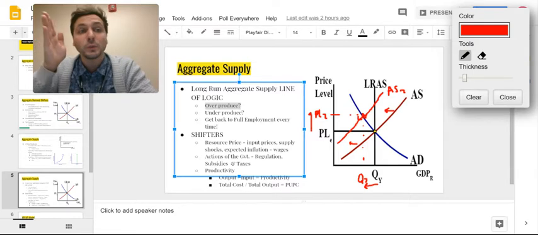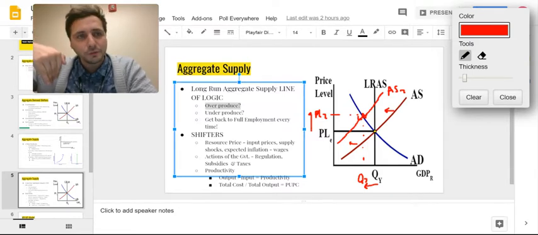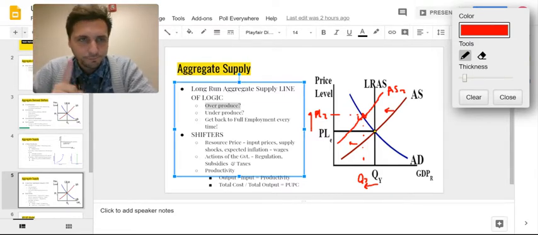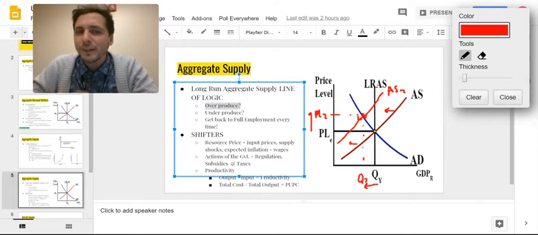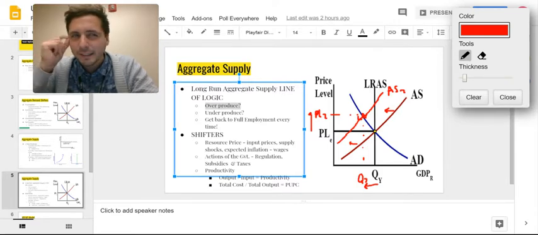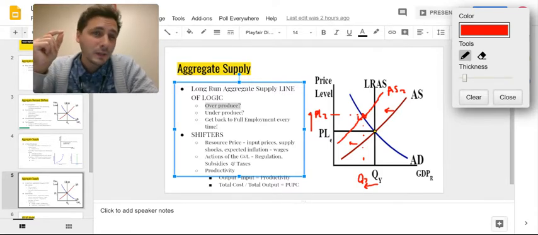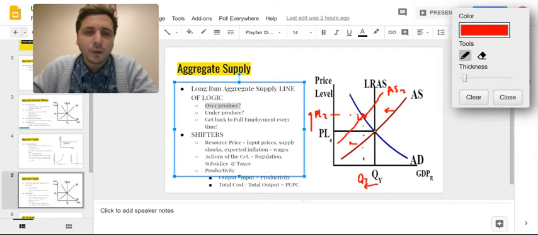So if input prices are rising, our supply is falling or shifting to the left. Okay? Hope that makes some sense there. But that's the toughest one, is that expected inflation. So keep that in mind. If they expect inflation, that's a key word to say, oh yeah, this is going to impact resource prices.